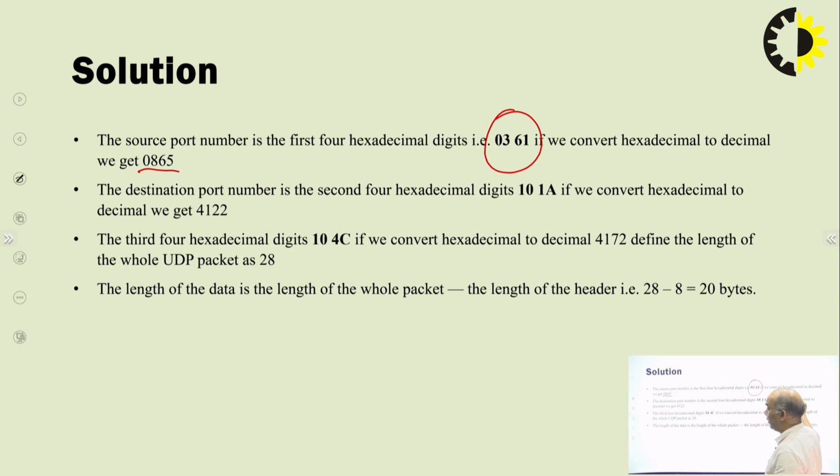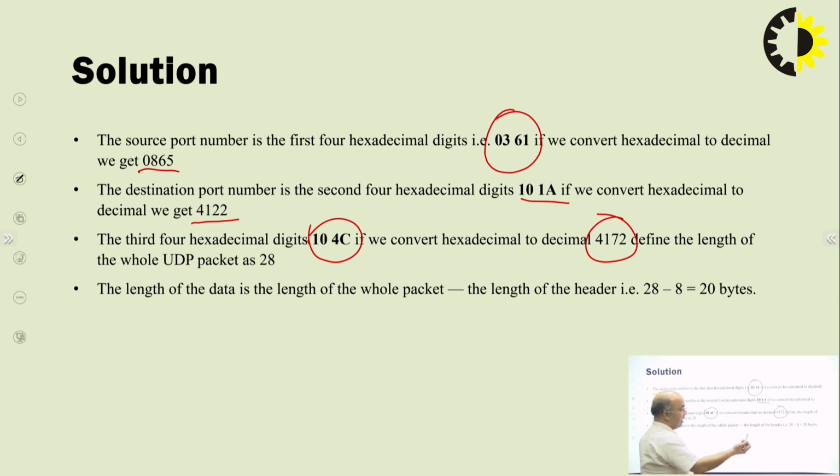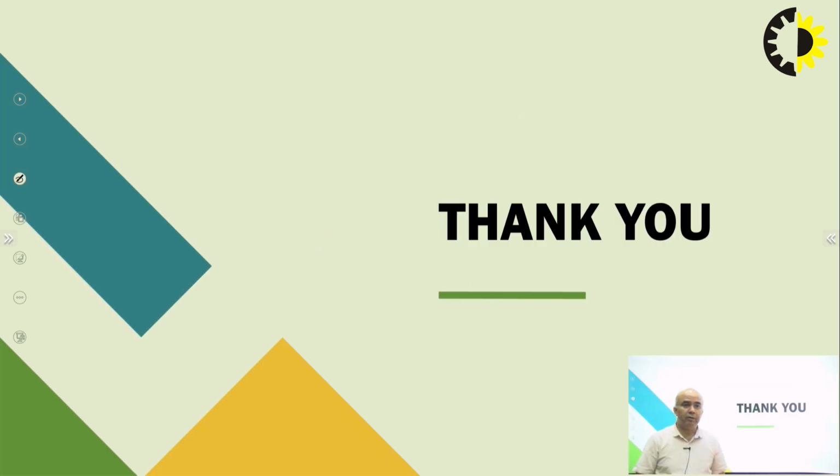If we convert this hexadecimal into decimal, we will get this. This is the value that we have received. Now we convert the next hexadecimal value that we receive into decimal. Then this will be the value, which defines the length of the whole UDP datagram. Then the length of the data, as we already know, is 28 minus 8, that is fixed, 20 bytes in this case. So thank you for this.